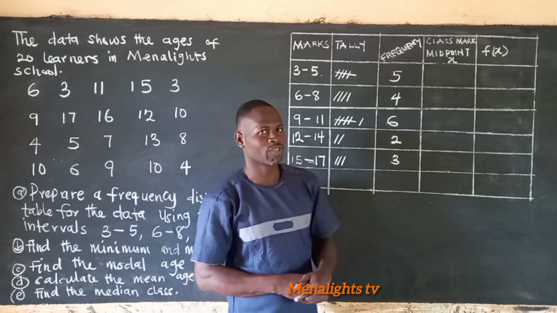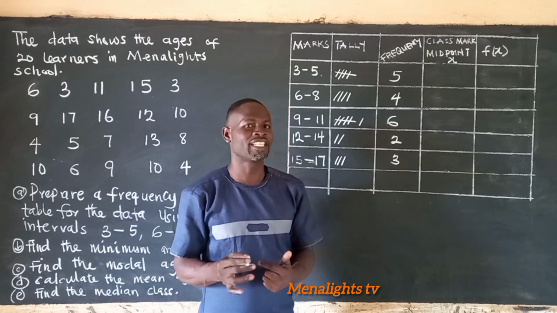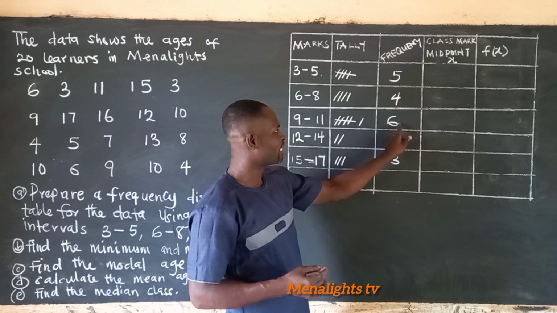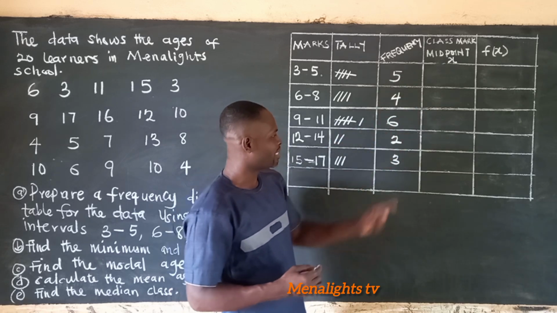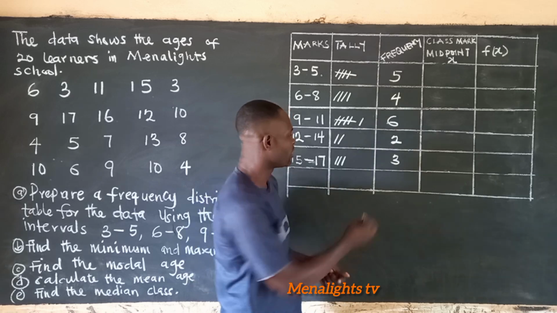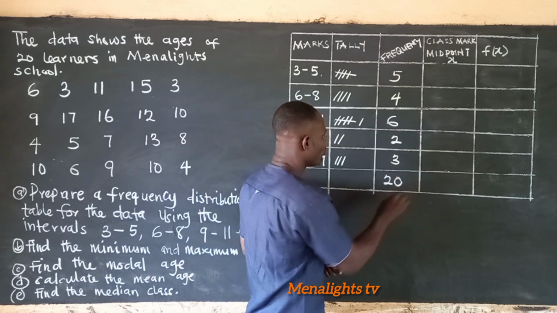Now let's look at the total here. From the beginning they say 20 students. So let's see, 5 plus 4 is 9, plus 6 is 15, plus 2 is 17, plus 3, we have 20. So the total here is 20.